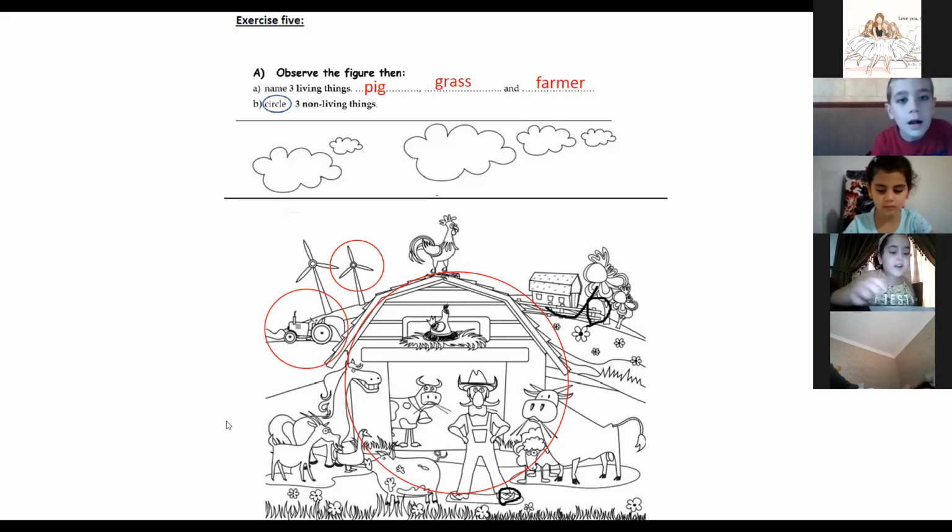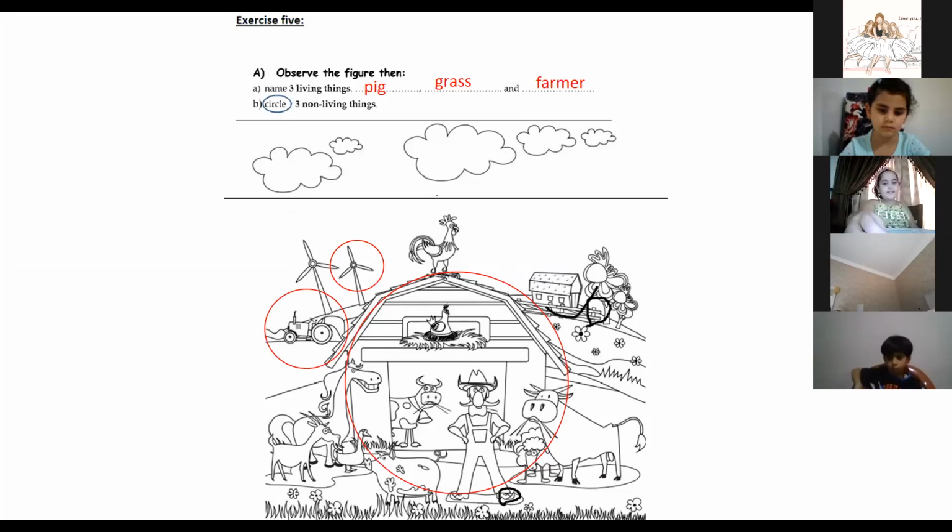Mariam, what did you write for living things? I wrote farmer, sheep, duck. Excellent. Farmer, sheep, and duck. Mahdi, what did you write for the living things? I wrote cow and chicken. Okay.